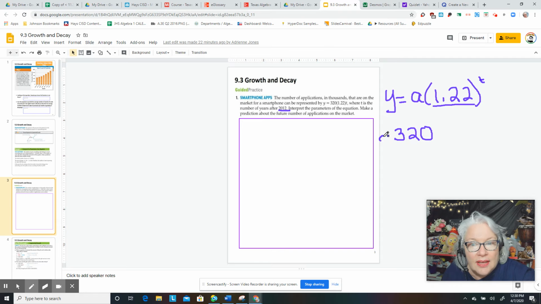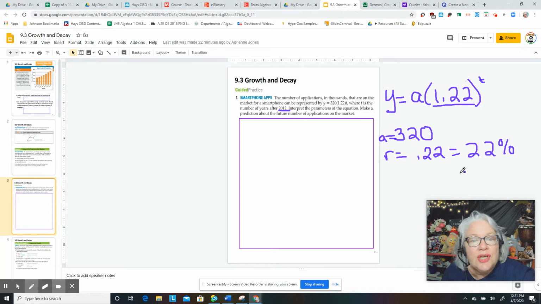So let's write A equals, so we're clear. Our rate, 1 plus R, gave us that. So our rate was 0.22. 1 plus R, so 1 plus R is 1.22. That's 22%. It's going up by 22%.